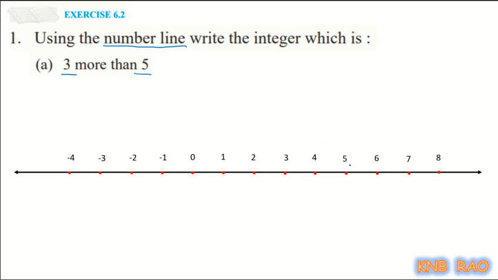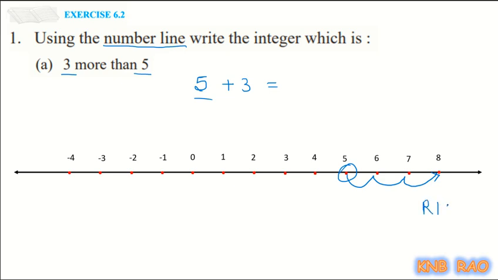That means we are at 5, and from there 3 more. More is nothing but adding 3. So, 3 more than 5 means to 5 we have to add 3, or we have to move towards the more side, which means moving towards the right.